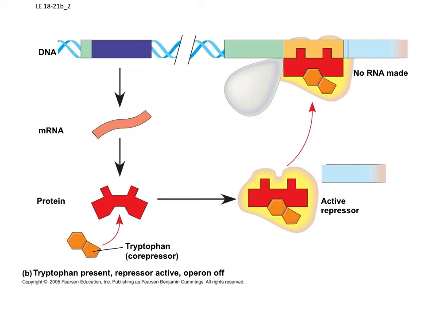Again, if tryptophan is not present, then the repressor has its inactive form and it cannot bind to the operator, which means that tryptophan will be made. So this is a repressible operon because the presence of the regulatory metabolite turns the operon off.